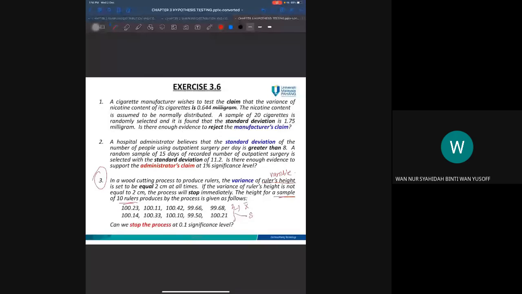Can we stop the process at the 0.1 significance level? The keyword here is stop the process. So how do we decide this? By using hypothesis testing. Go back to the story here: if the variance of the ruler height is not equal to 2, the process will stop immediately. So you are given a condition related to the variability. It is clear here, if the variance is not equal to 2, the process will stop immediately.